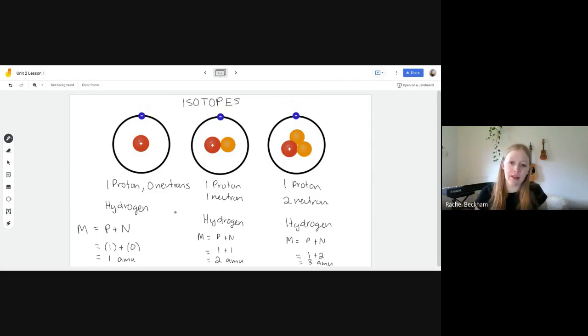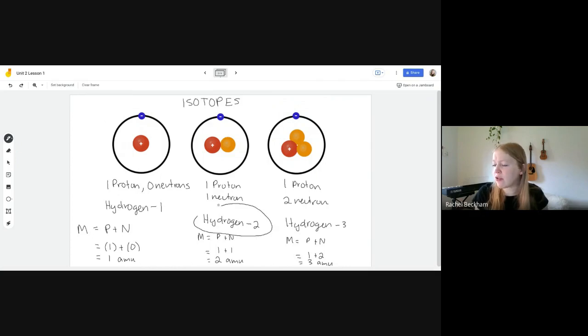And to notate that whenever you're writing it out, you can put a dash next to the name, and then you put the mass that it has. So this is hydrogen-1 because its total mass is 1. This would be hydrogen-2 because its total mass is 2. And this would be hydrogen-3 because its total mass is 3. So if you see an element name and then a dash and then a number, the number after that dash is telling you the overall mass. It's not telling you the proton number. It's telling you the overall mass.